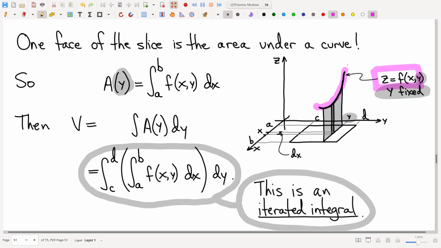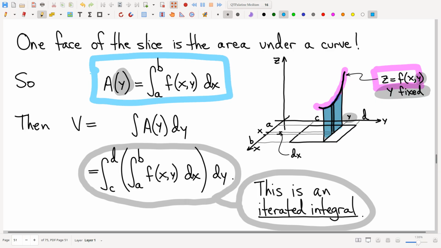So how do we find this area? Well, this is a pretty straightforward question now. How do we find the area under a curve? More to the point, how do we find the area under the graph of a single variable function? Well, integral. This is one of our original interpretations of single variable integrals.